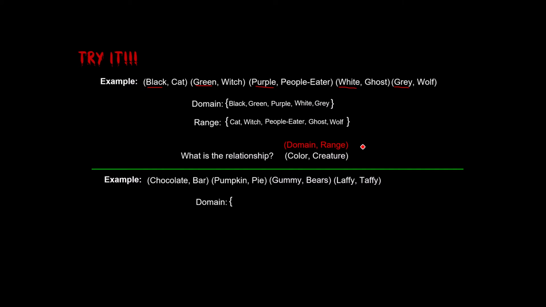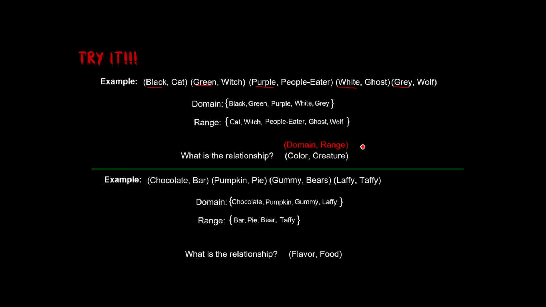Your domain here is chocolate, pumpkin, gummy, Laffy. Your range, on the other hand, is bar, pie, bears, and taffy. Not too bad, right? If I ask you to describe this relationship, you might say something like flavor and food. The domain or first item being the flavor, the last item being the food. Now, I think if we get into taffy and bear, you could probably get a little questionable about food. You may not call Laffy a flavor, but I think for our purposes here today, it illustrates this pretty well.